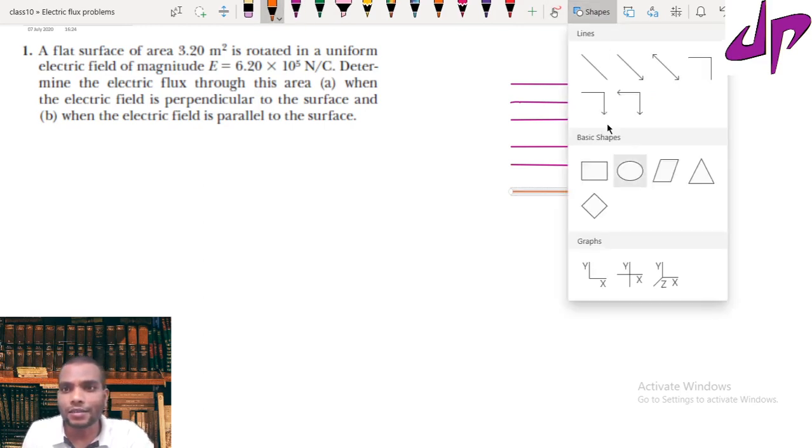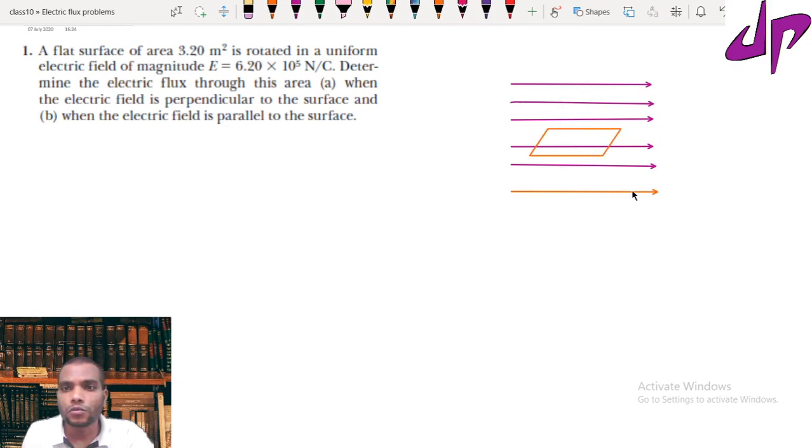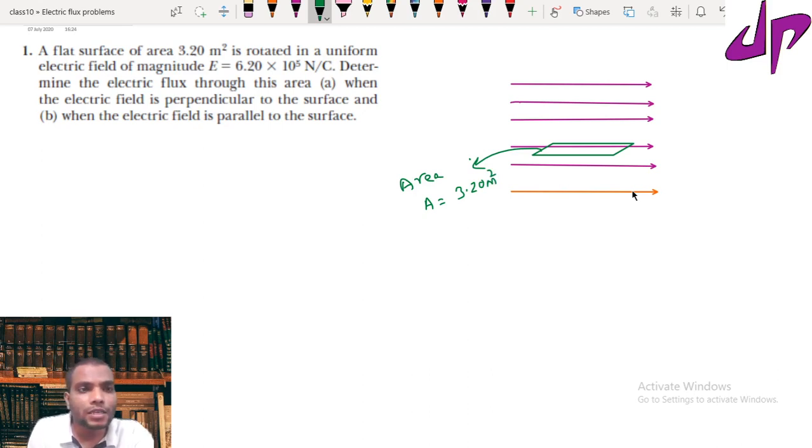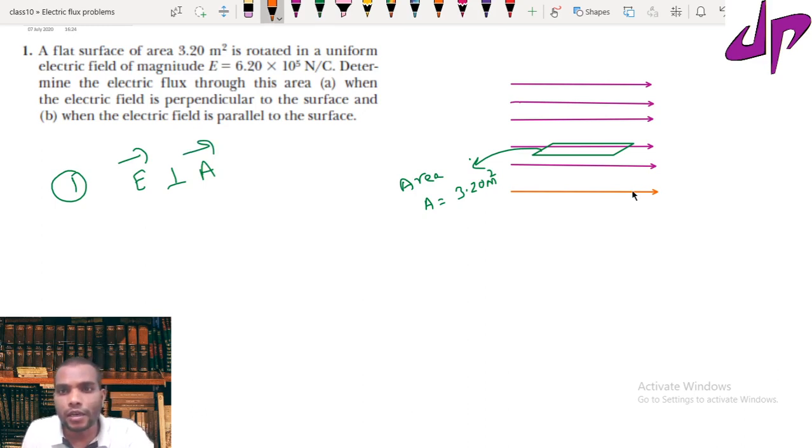Now, if I take a surface, suppose this is the surface. Now this surface has area A equal to 3.20 meter square. In the first case, the electric field is perpendicular to the surface area. Area is a vector. Suppose I show the area vector in this direction, so this is the area vector. The electric field is making an angle of 90 degrees with the area vector. So this is E bar and this is A bar.